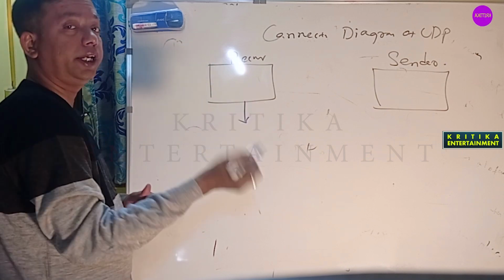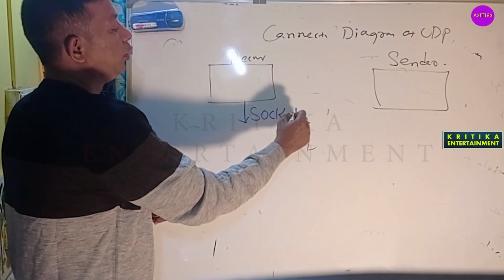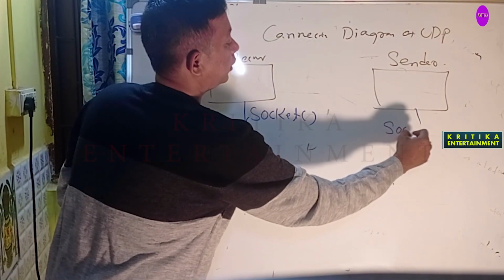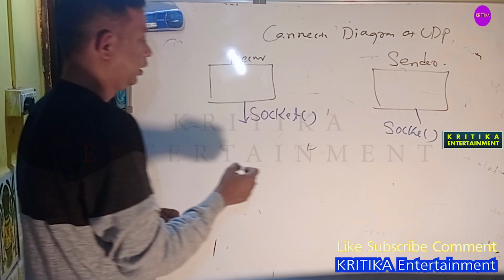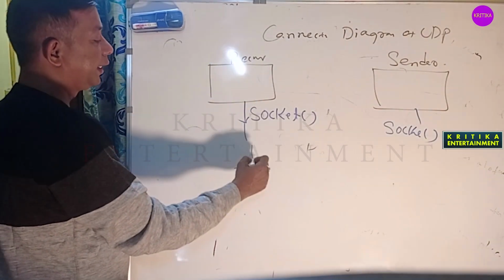So you have to create a socket on both sides. Without a socket you cannot send the data. So this side also creates the socket. Then this is the receiver. On the receiver side you will declare the bind function.